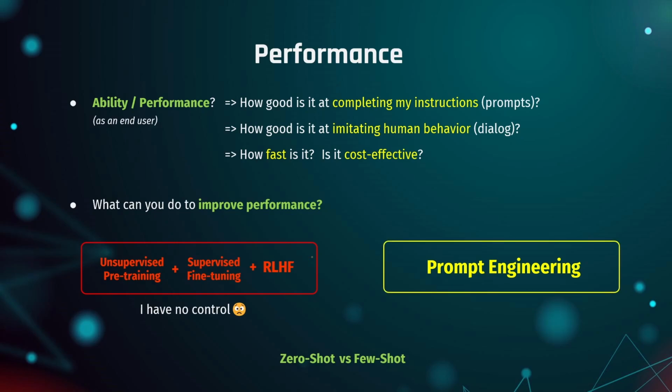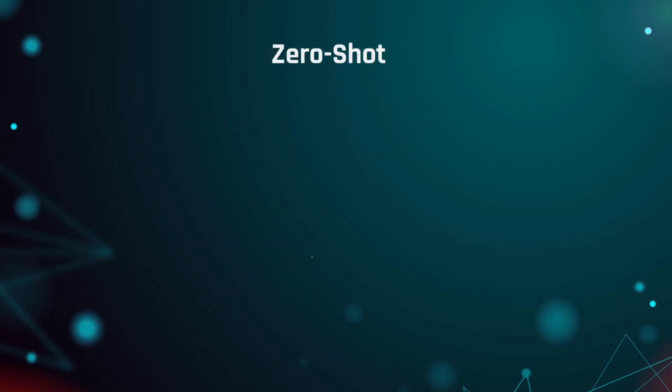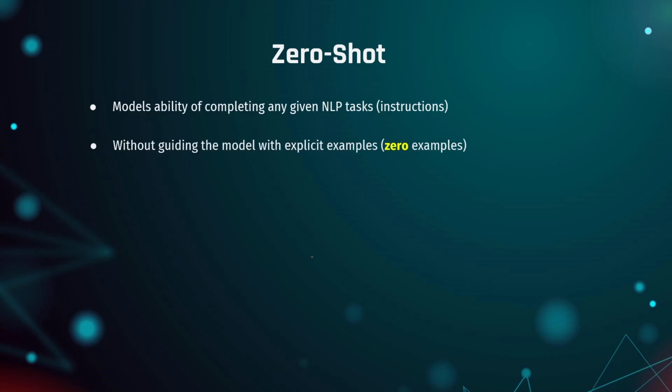Okay, so চলুন দেখে নেওয়া যাক at first the zero shot ability of a model, which is more dependent on the training phase and less dependent on prompt engineering. So যেমনটা আমরা কিছুক্ষণ আগে দেখে এসেছি, the zero shot ability of a large language model is nothing but the model's ability of completing any given NLP task without guiding the model with explicit examples, right?